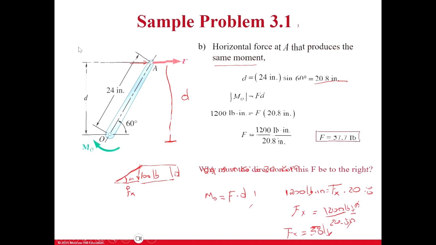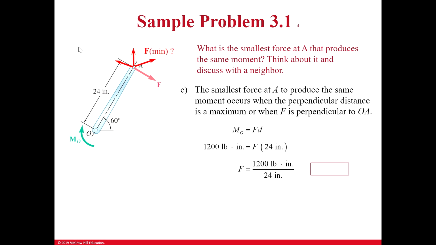And in case C, what is the smallest force at A? So basically what they're saying is if the moment is 1200 pound inch, then we have to decide what distance we want to use. And the distance has to be perpendicular to the force.